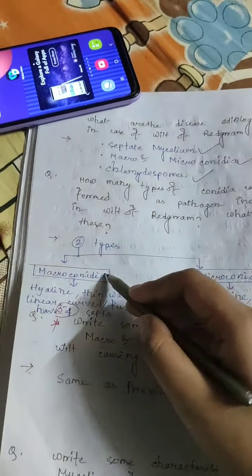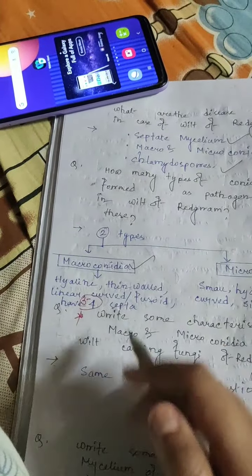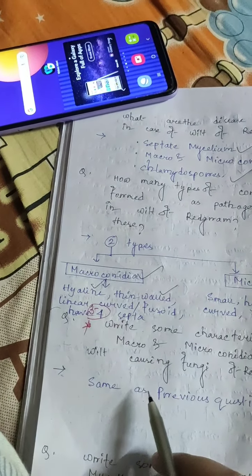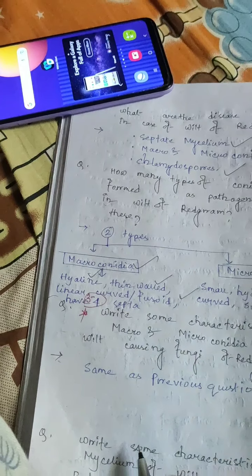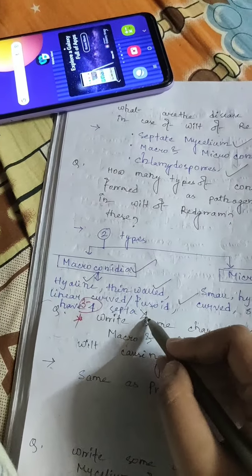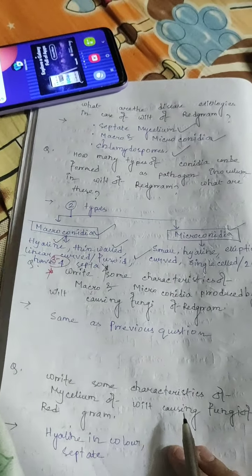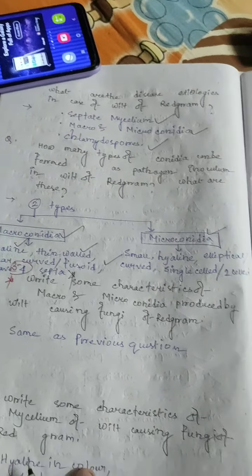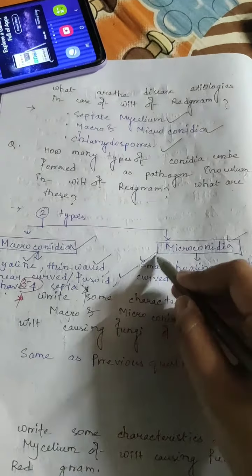How many types of conidia can be formed as pathogen inoculum in wilt of red gram? Two types: macroconidia and microconidia. Color of macroconidia is hyaline. It is thin-walled, linear, curved or fusoid. This is the shape. Have 3 to 4 septa. How many septations are present in the macroconidia of wilt causing fungi in red gram? 3 to 4 septate.